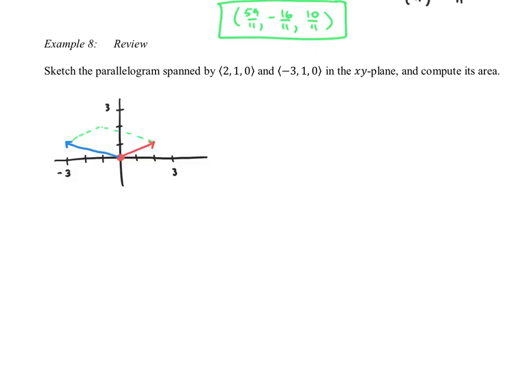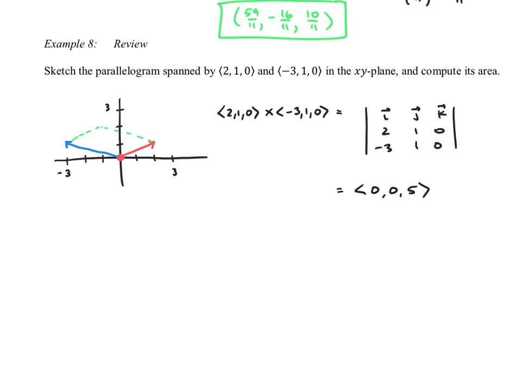All right, so here's my best sketch for you. So that's the parallelogram. The red vector is 2, 1, 0, and then the blue one is negative 3, 1, 0. And remember, they have to have the same initial point. And if we were to take the cross product between these two, that gives us the area of this parallelogram. So I will pause and set this one up as well. All right, it's a pretty easy cross product to perform. And remember, we're going to take the magnitude of this in order to get the area of that parallelogram. And that's, of course, 5.